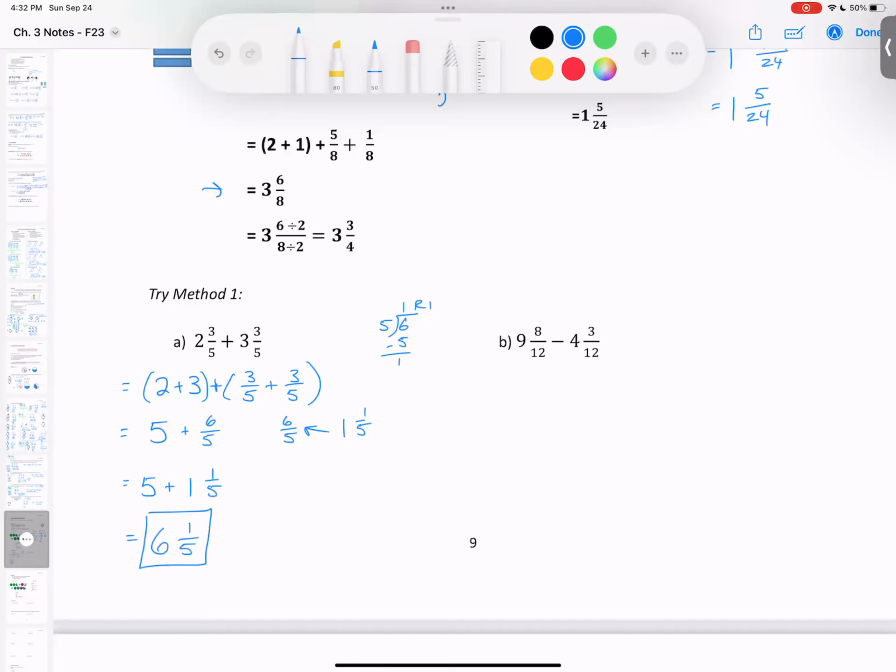Let's do a subtraction now. So we're going to subtract our whole numbers, 9 minus 4. And then we're going to subtract our fractions. And luckily for us, they have like denominators. So we're going to get 5, and 8 minus 3 gives us 5/12. So our answer here then is 5 and 5/12.